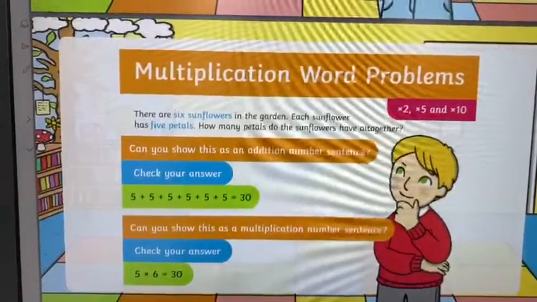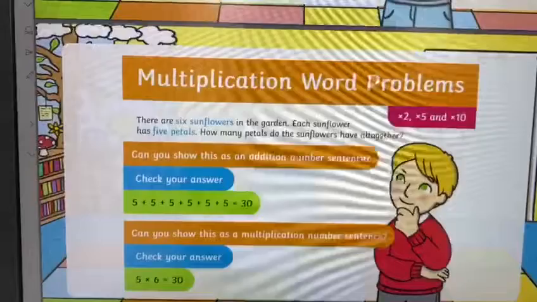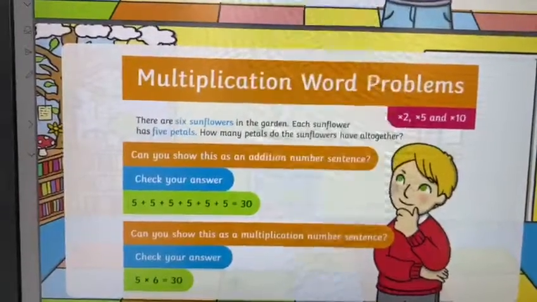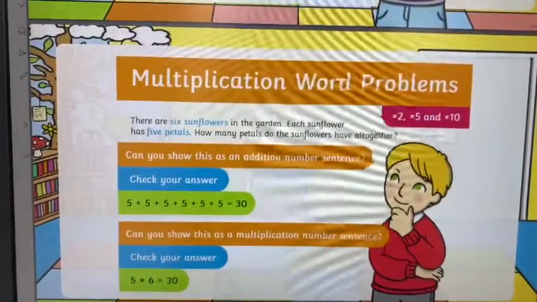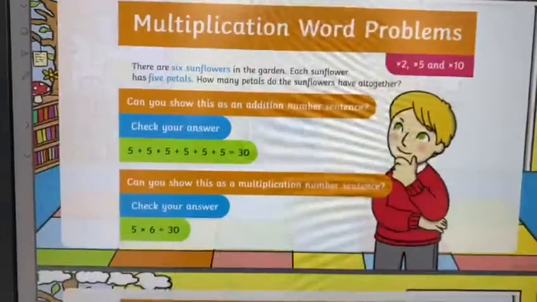Again, there are 6 sunflowers in the garden. Each sunflower has 5 petals. How many petals do the sunflowers have altogether? And use your repeated addition or multiplication, and try and do both at this point, because this will be the last question.